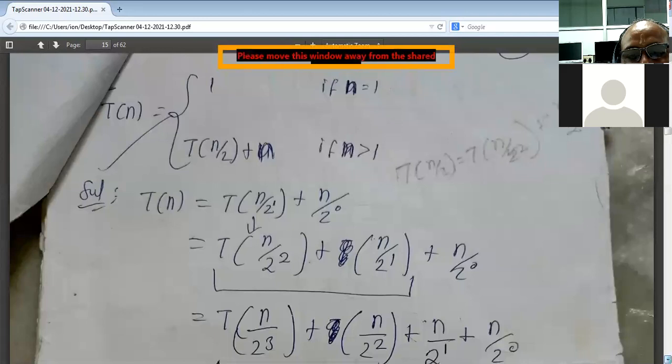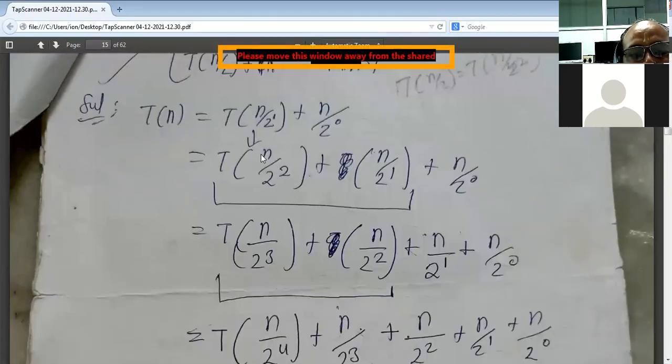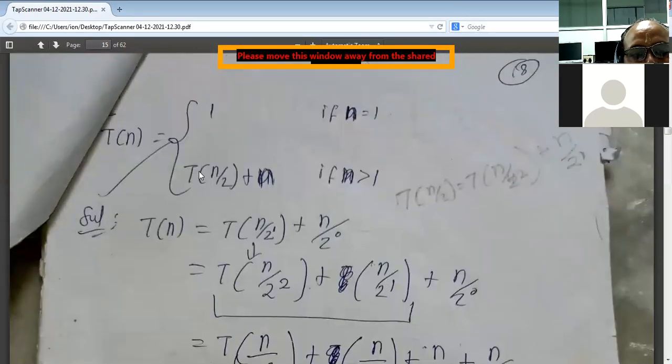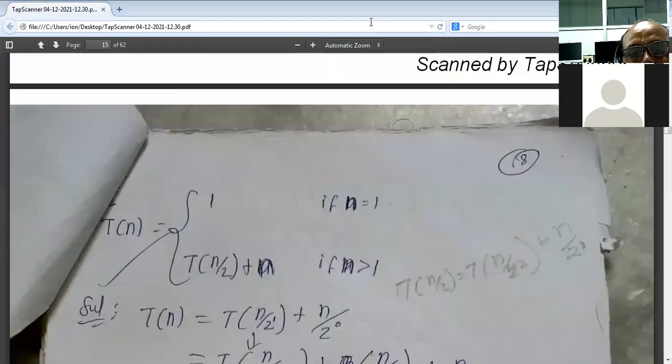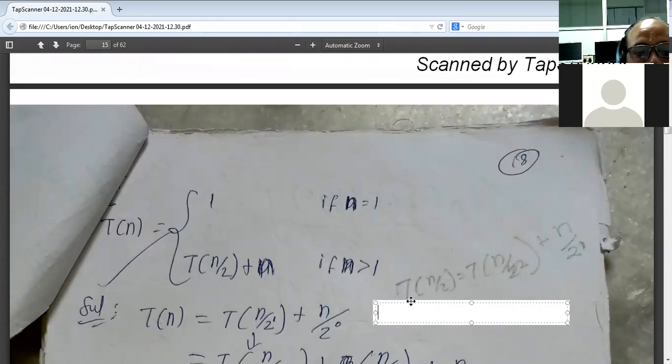Now what will happen next time? Now I got T(n/2²). So in the next case, what I have to do? I have to find out T(n/2²). So how to find out T(n/2²)? That means T(n/2) I already found out by substituting n/2 instead of n. So T(n/2) is equal to T(n/2²) plus n/2. And I have substituted this value also in this equation, T(n/2) plus n was there.